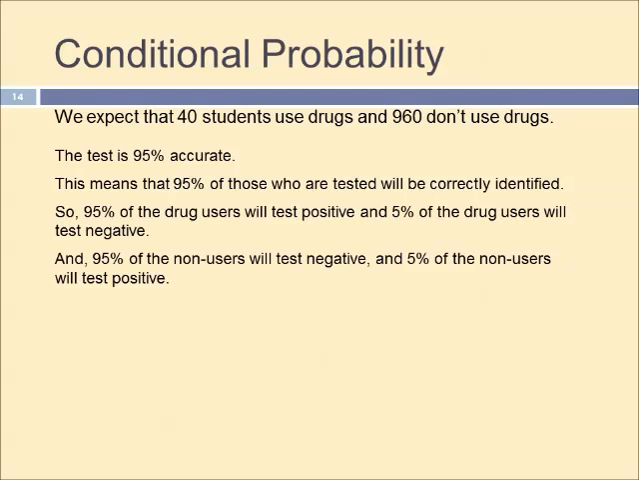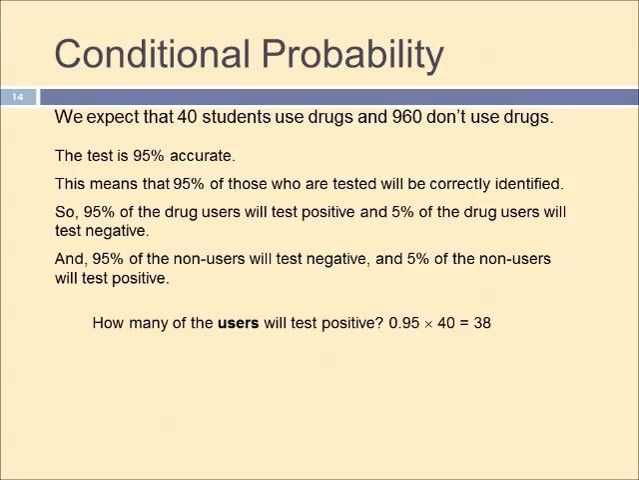Now, the test is 95% accurate. That means that 95% of those who are tested will be correctly identified. So 95% of the drug users will test positive, and 5% of the drug users will test negative. Also, 95% of the non-users will test negative, and 5% of the non-users will test positive.